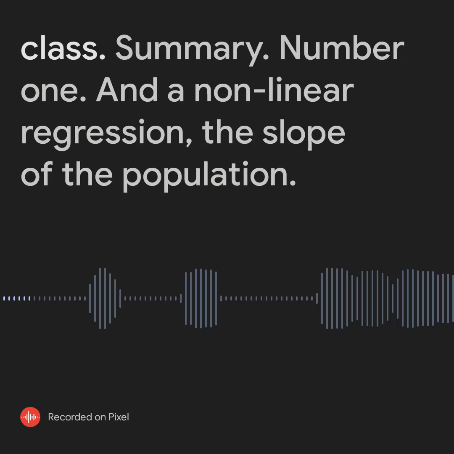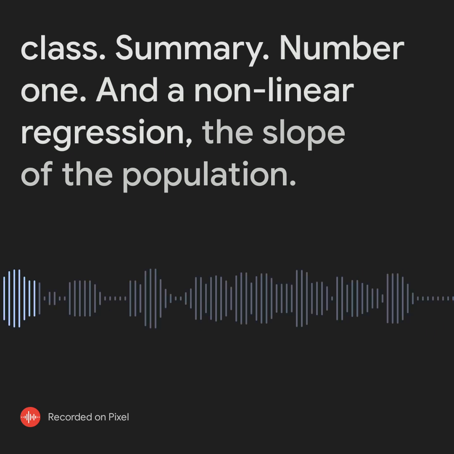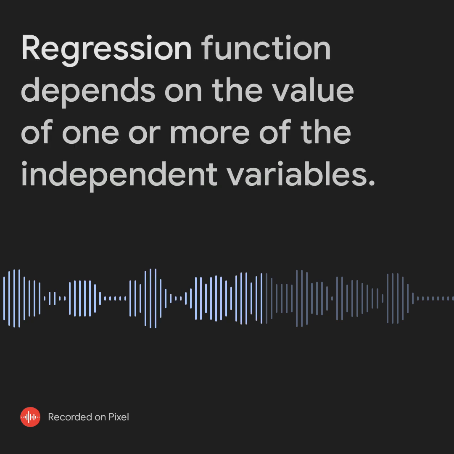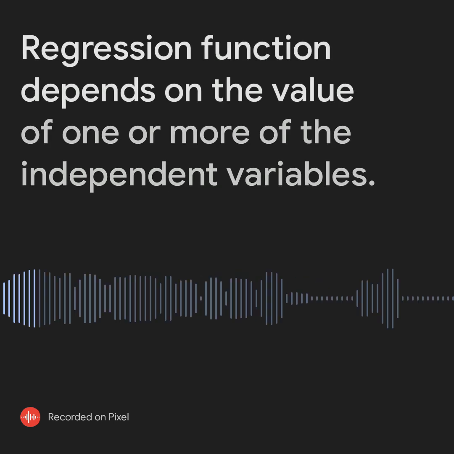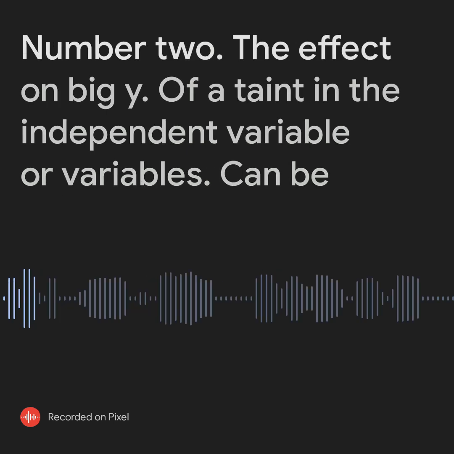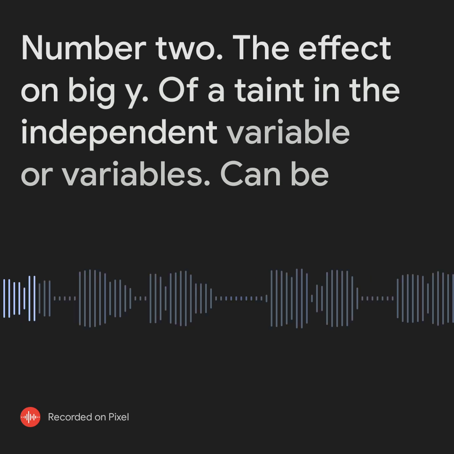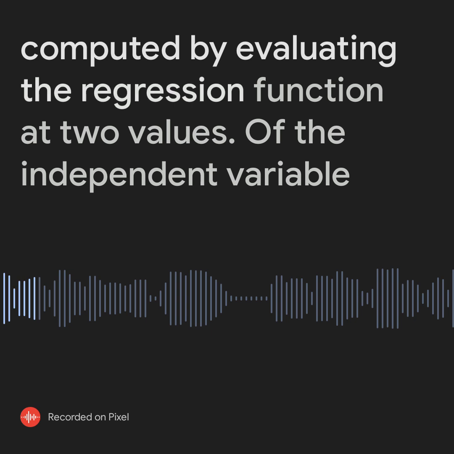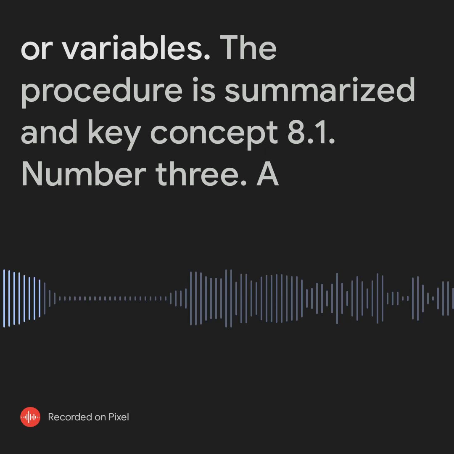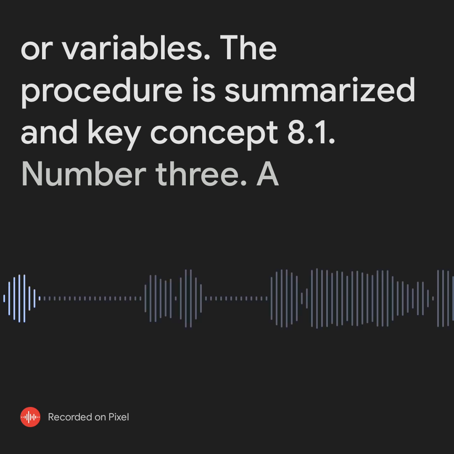Summary. Number 1. In a nonlinear regression, the slope of the population regression function depends on the value of one or more of the independent variables. Number 2. The effect on Y of a change in the independent variable or variables can be computed by evaluating the regression function at two values of the independent variable or variables. The procedure is summarized in Key Concept 8.1.